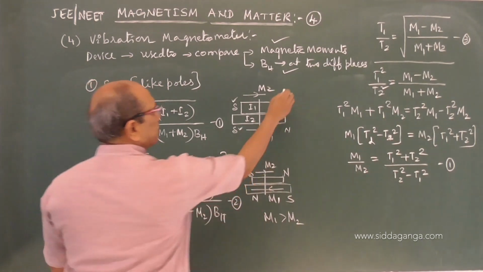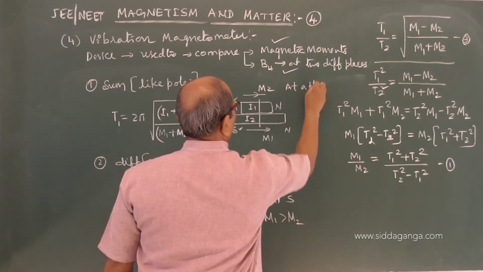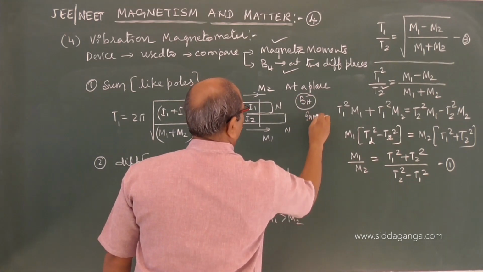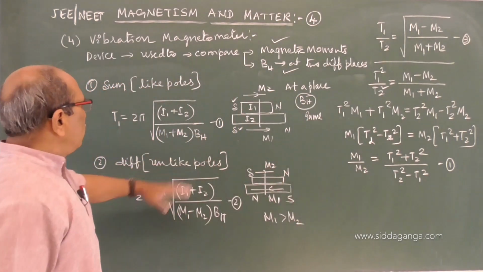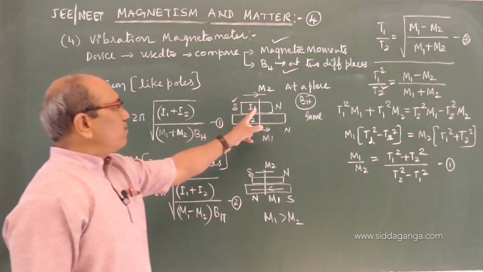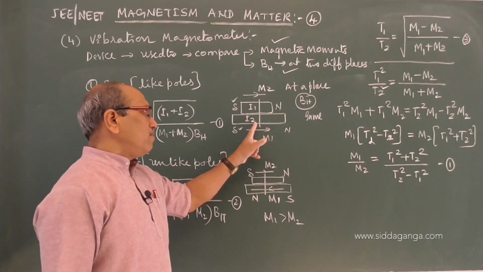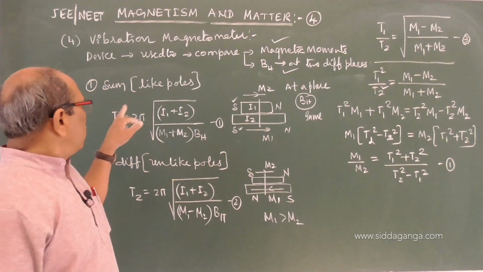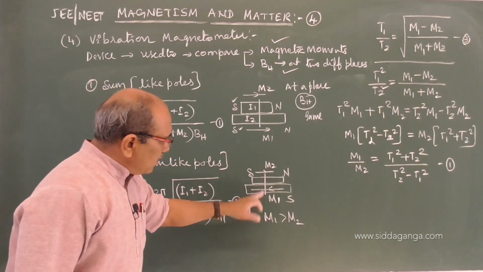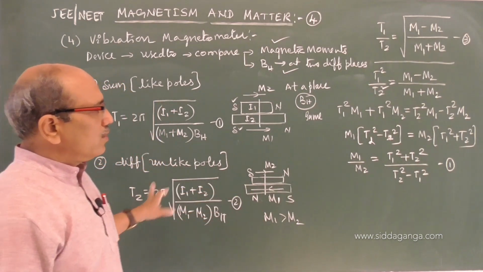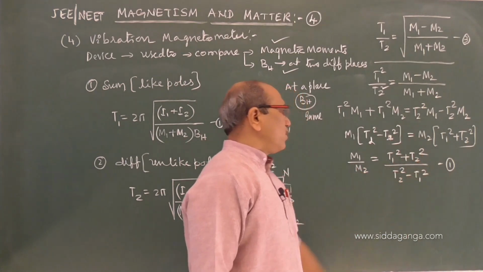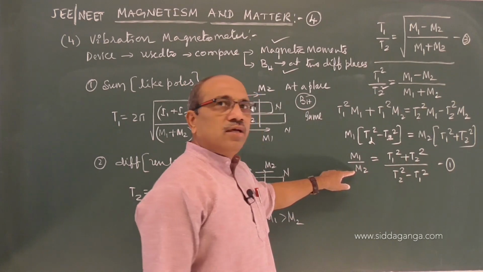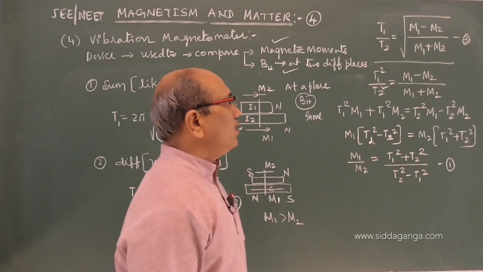At a place BH is the same. When you take the ratio, keep together the two magnets whose moments you want to compare and use this relation. Knowing T1, keep them in opposition and find T2. You know T1 square and T2 square, so you can compare the moments. If you know the moment of one, the moment of the other can also be estimated.